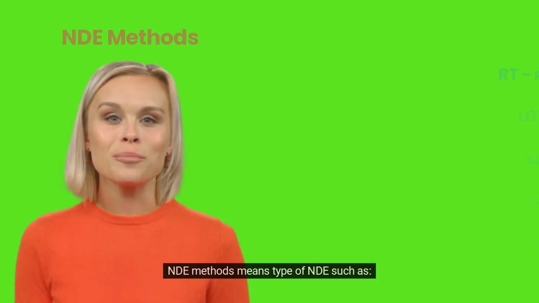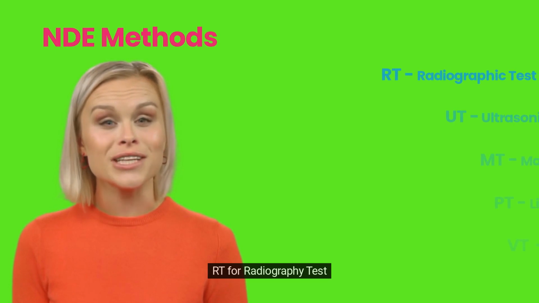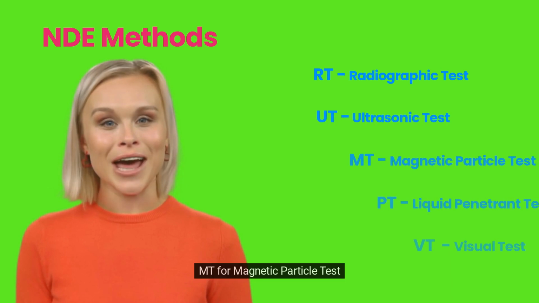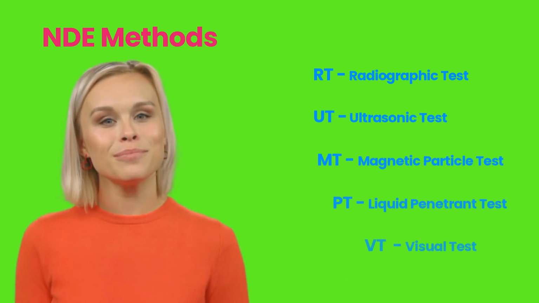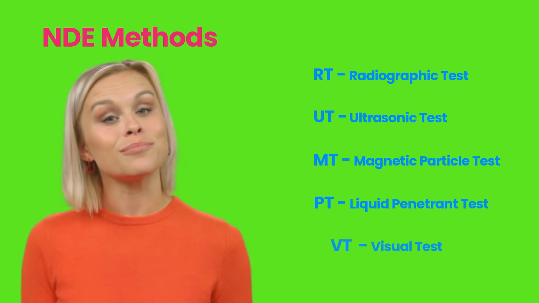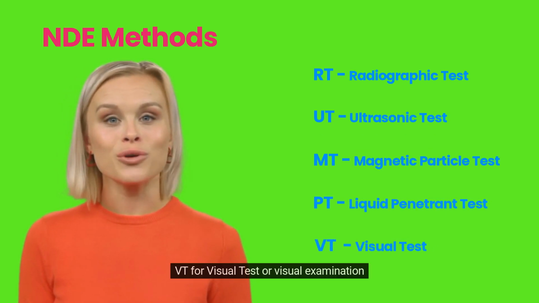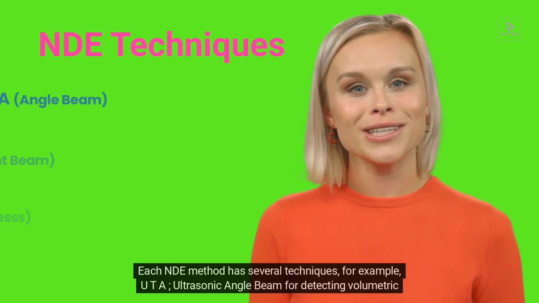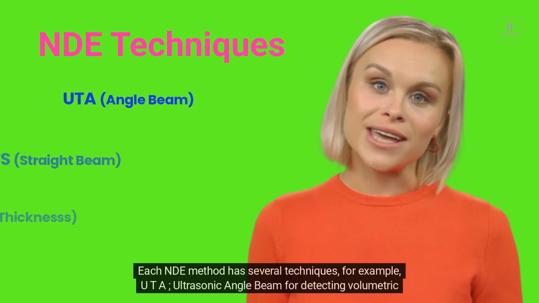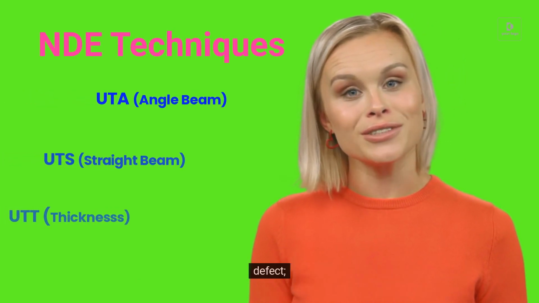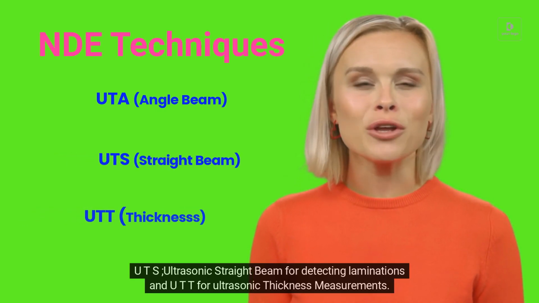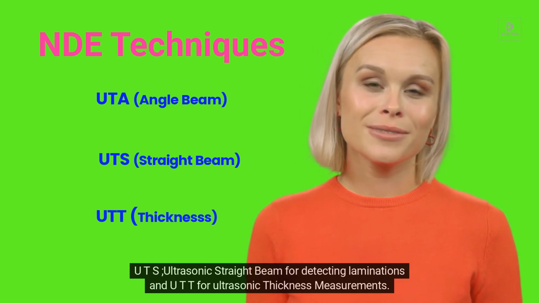NDE methods means type of NDE such as RT for radiography test, UT for ultrasonics test, MT for magnetic particle test, PT for liquid penetrant test, VT for visual test or visual examination. NDE techniques. Each NDE method has several techniques, for example, UTA, ultrasonic angle beam for detecting volumetric defect, UTS, ultrasonic straight beam for detecting laminations, and UTT for ultrasonic thickness measurements.